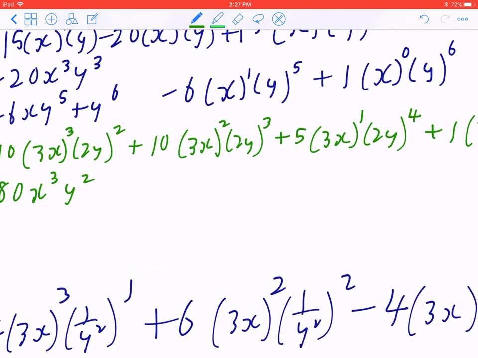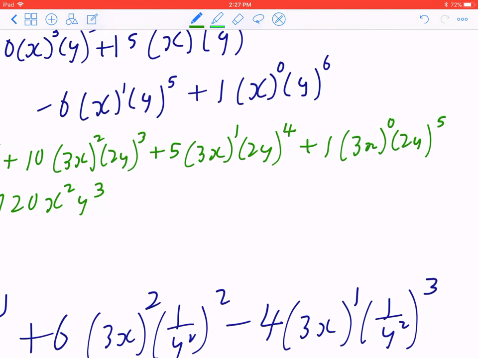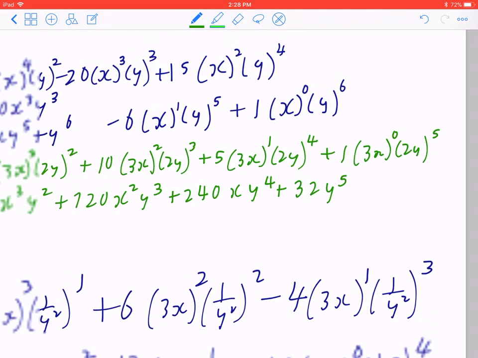Plus 3 times 3 is going to give you 9. Multiply that by 10 times 8, because 2 to the 3 is 8. That's going to be 720 x squared y to the power of 3. 5 times 3, that's going to give you 15, times 16, because 2 to the power of 4 is going to be 16. That's going to be 240 x y to the 4. Plus 2 to the power of 5, that's going to be 32 y to the power of 5.